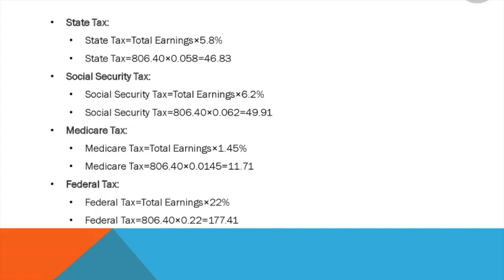Lastly, on the deductions, we're going to be looking at Gunner's. His total earnings is $806.40. For the state tax, we're going to multiply that by 5.8%. So for him, state tax is $46.83. Now for the Social Security tax, we're going to be taking the total earnings times 6.2%. For him, it's going to be $49.91. For his Medicare tax, we're going to be taking total earnings times 1.45%, which equals $11.71. And lastly, for the federal tax, we're going to be taking total earnings times 22%, which equals $177.41.